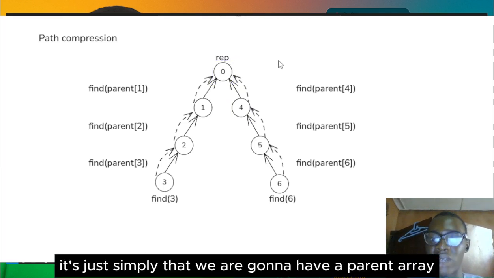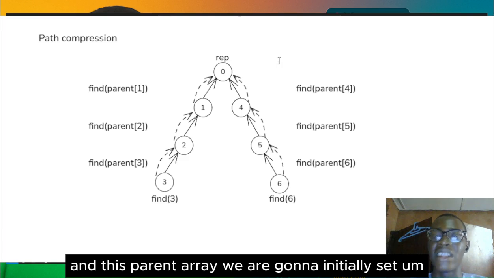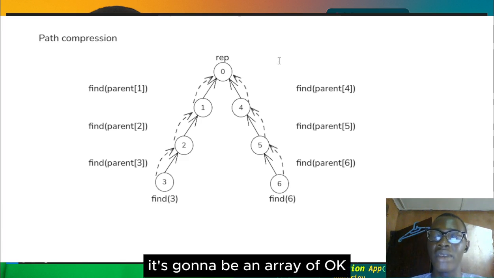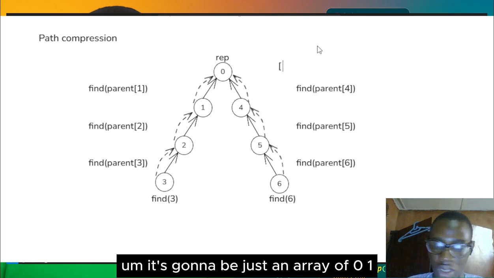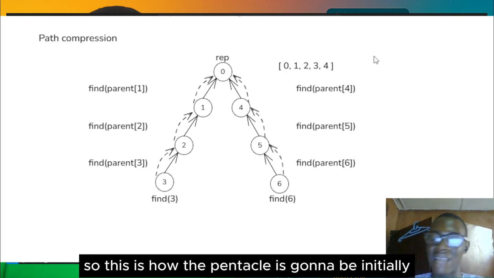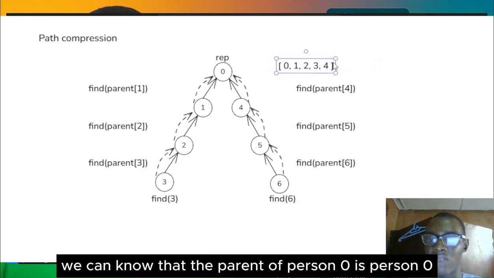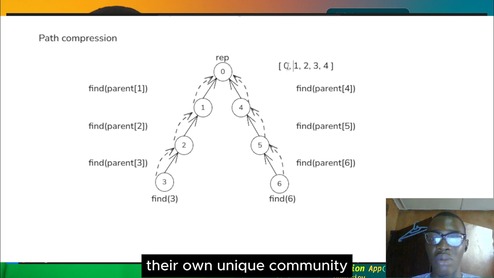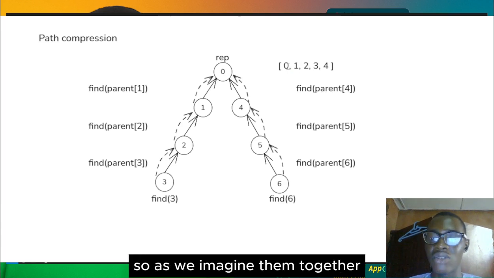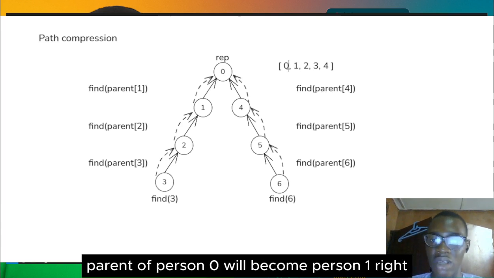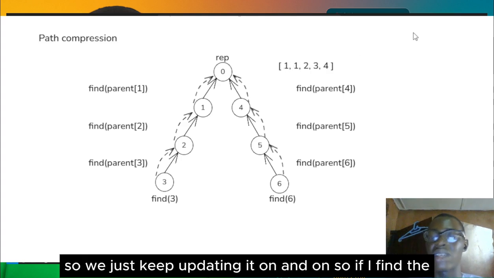So we are going to have a parent array, and this parent array is initially going to be just an array of 0, 1, 2, 3, 4. Let's say we have 5 people, so it's going to be from 0 to 4. This is how the parent array is initially, so that we know that the parent of person 0 is person 0, because they initially belong to their own unique community. So the parent of person 1 is person 1. As we merge them together, imagine we merge 0 and 1, the parent of person 0 will become person 1, right? So we just keep updating it on and on.